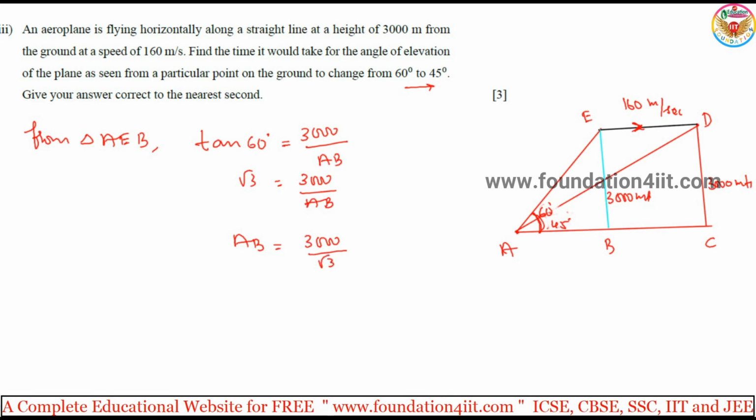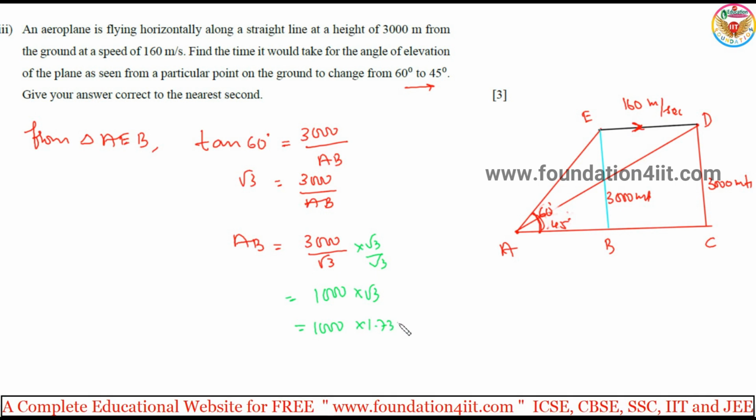If you rationalize the denominator, multiply by root 3 by root 3. Root 3 into root 3 is 3, and 3 into 3000 gives 1000, so 1000 root 3, which is 1000 into 1.732. So 1732 meters. The distance from A to B is 1732 meters.